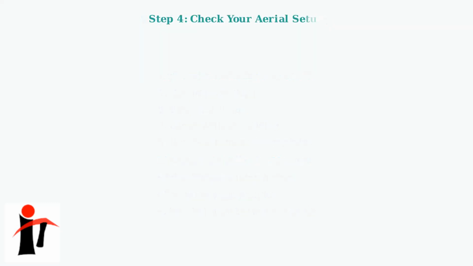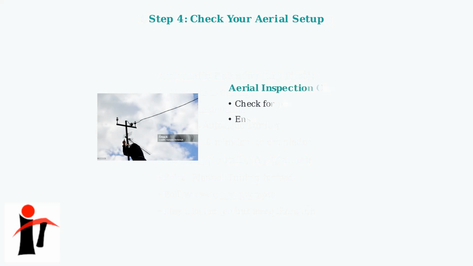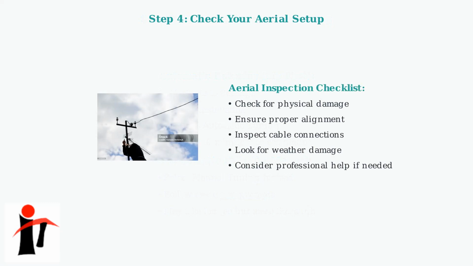If signal issues persist after retuning, inspect your aerial for damage or misalignment. Check for physical damage, ensure proper alignment toward the nearest transmitter, and inspect all cable connections. Weather damage is common, so consider professional help if you notice any issues.